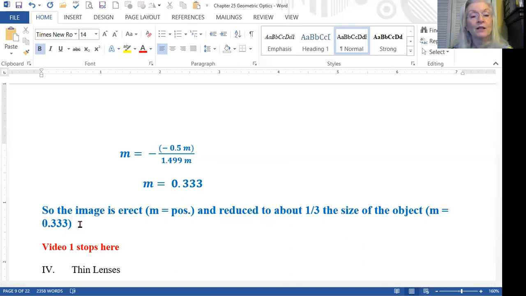Oh, I'm sorry, it's real. Magnification is positive, so it's... No, it's a virtual image. I tell you what, I'm just getting everything backwards. The image distance is negative, so it's a virtual image.